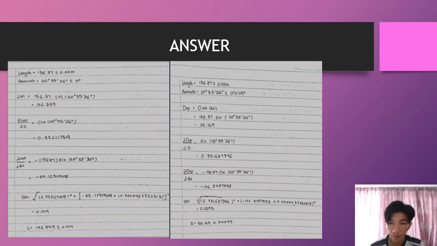First, if we want to calculate the latitude, we will use the equation that was given before, which is distance cos azimuth. So we must insert the distance, which is also the length, 156.87 meters, and cos it with 20 degrees, 35 minutes, and 36 seconds. Which we will get the answer of 146.899.